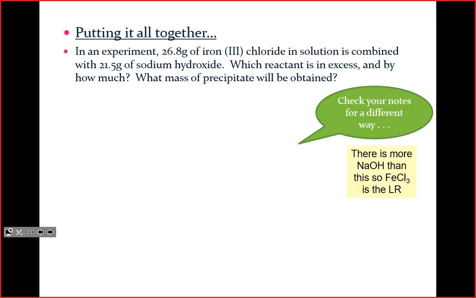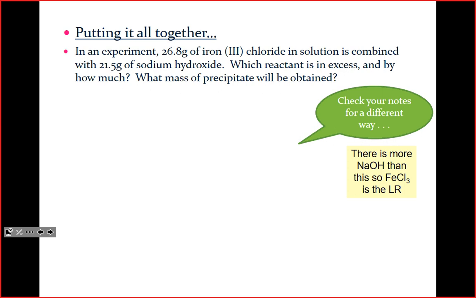Okay, there's a different way. In your notes, I have given you a different way of doing things. You can look at the notes and see if it makes sense to you. This is what I teach, and it really doesn't steer any kids wrong, but definitely take a look at your notes to see if there's a different way that works for you.